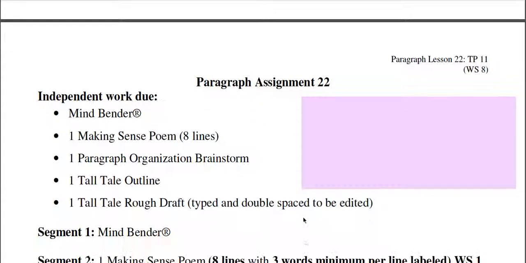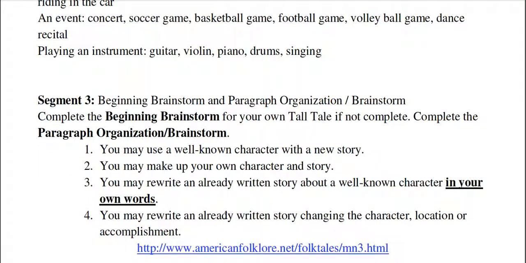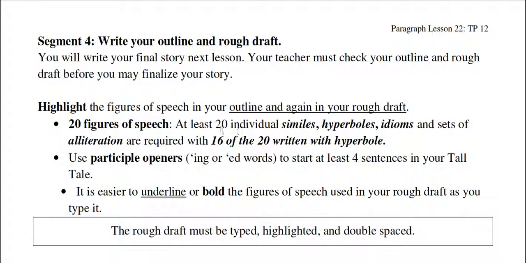Okay, so just looking over your assignment, Mindbender, remember your Making Sense poem. The brainstorm, whenever you write the story, this has to be in your own words, and it needs to follow the format. And you have to have 20 individual figures of speech. So if you have a hyperbole as well as a simile, that counts as one figure of speech, not two. And use participle openers to start at least 4 sentences in your tall tale. That should be it. Email me or call me if you have any questions.